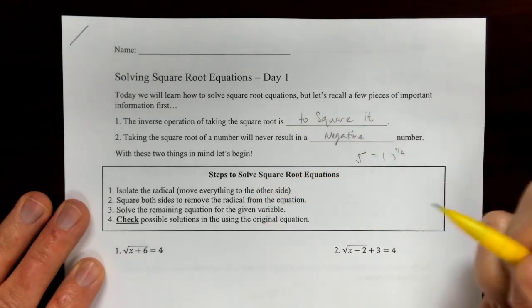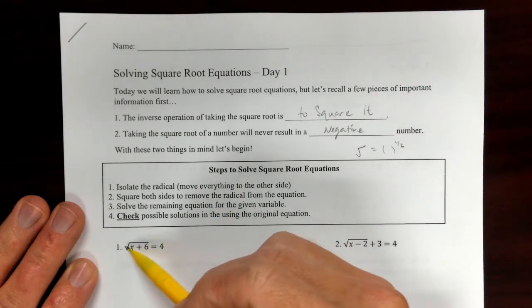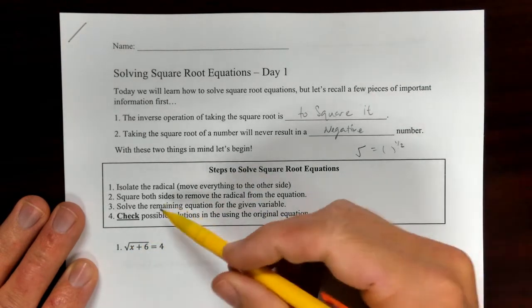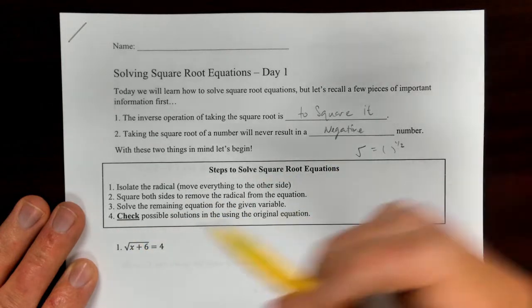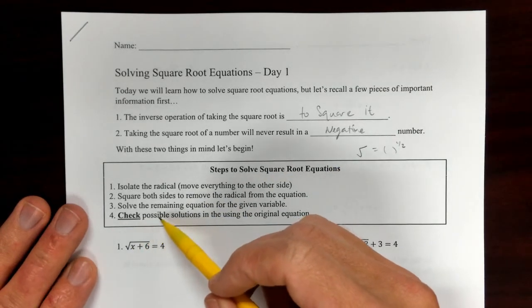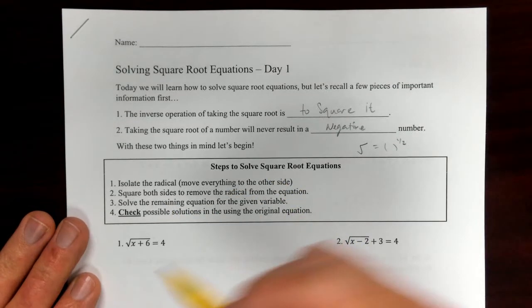Step number 1, we're going to isolate the radical. Step number 2, I'm going to square both sides so that I can get rid of my square root symbol. Step number 3, I'm going to solve for the remaining variable, in this case x. And then step number 4, I need to make sure that those solutions are actual solutions and not imaginary numbers. Here we go, number 1.